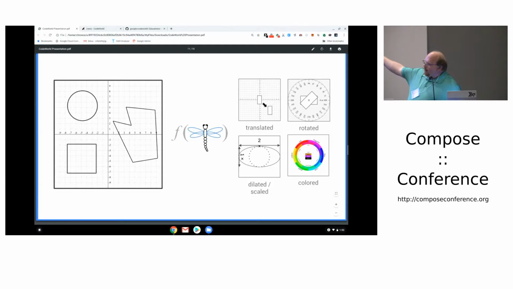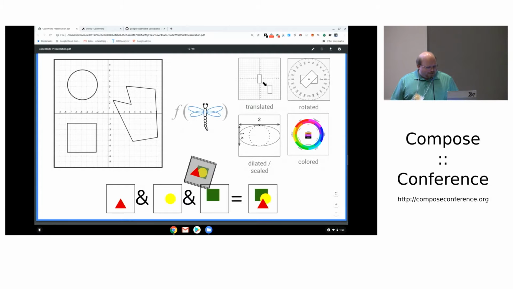And then also coloring. Coloring is an important transformation that they don't study in middle school mathematics, but it's an important way of changing a picture, especially if you want to be creative.